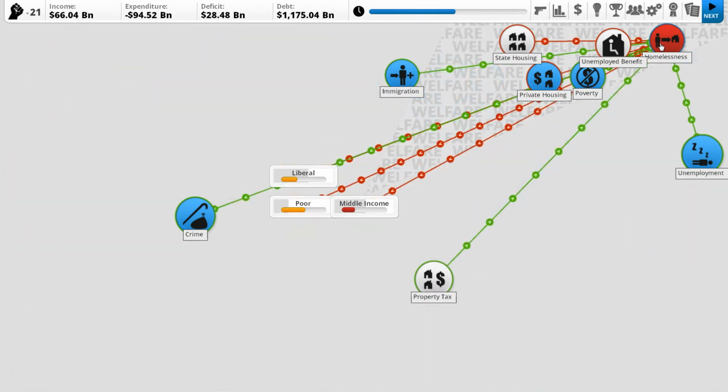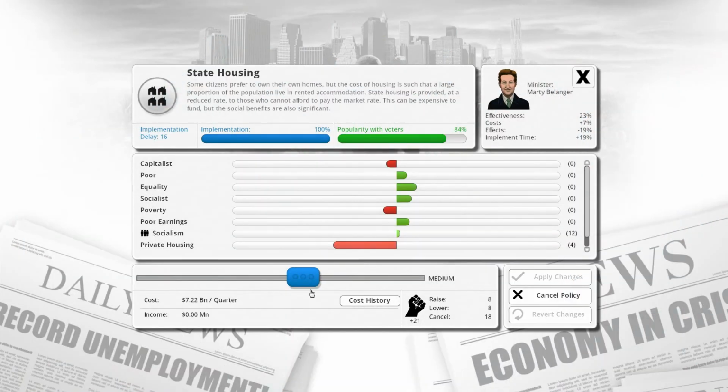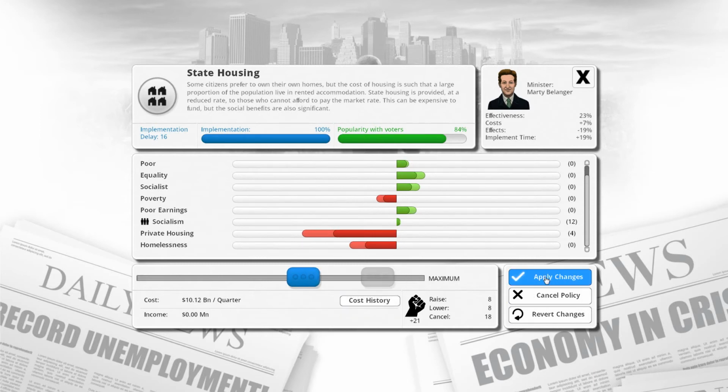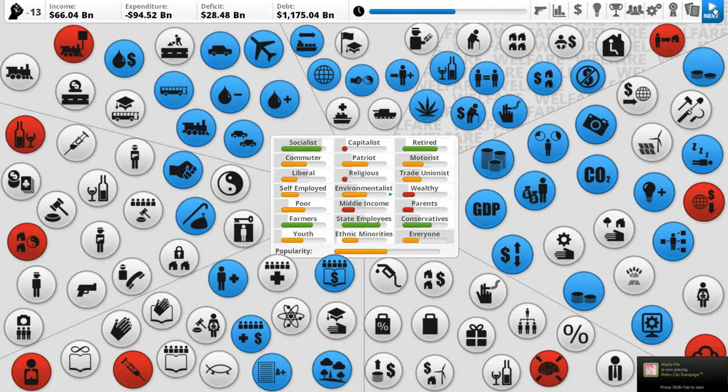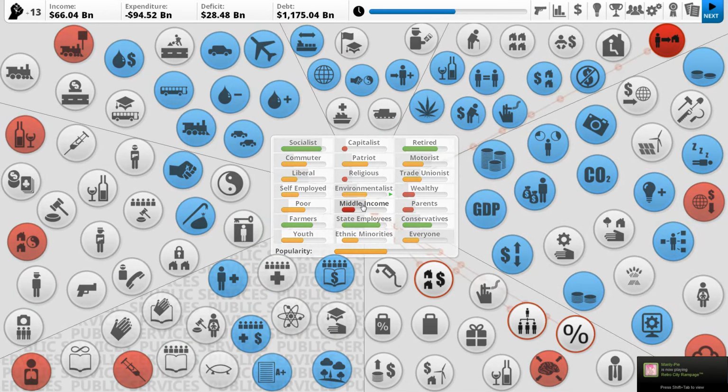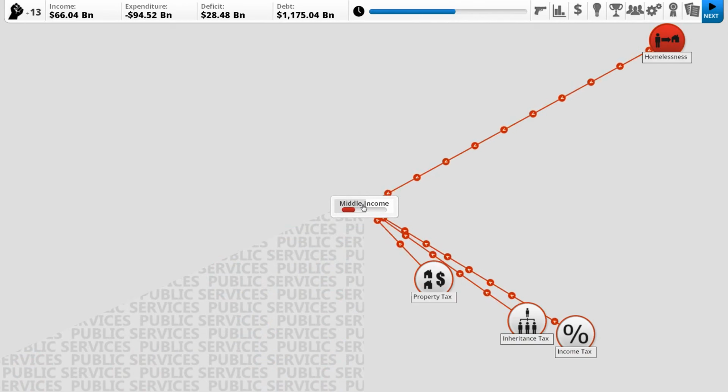Homelessness. What else is causing homelessness? State housing is reducing it. Can we put more money into state housing? Well, we certainly can't afford to, but might just be able to do it anyways. The deficit's just a number. Okay. We're going to raise that. It's going to make us more popular, and then we're going to raise taxes once we're popular. Maybe do something to please the middle income. Oh, homelessness is just pissing them off, which is why we have to get rid of that.